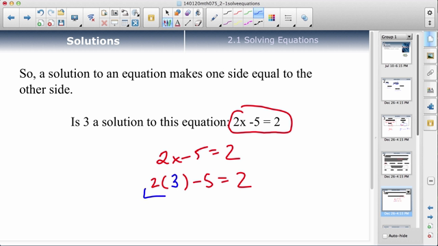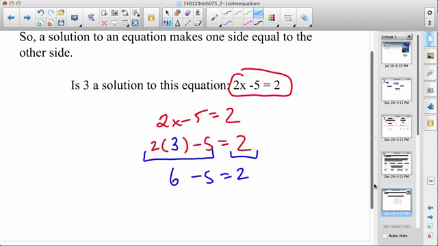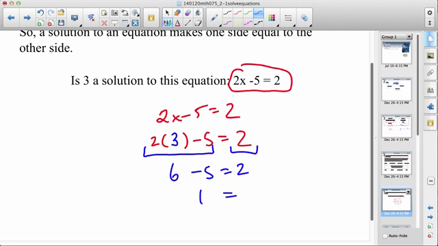Now I'll see if this side here is equal to 2. Okay, 2 times 3 is 6. Then take away 5. Is that equal to 2? So 6 take away 5 is 1. Is that equal to 2? No. Therefore, here's our fancy little symbol for therefore. Therefore, 3 is not a solution.